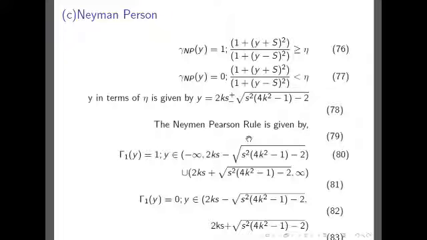Thus, the Neyman-Pearson rule is given by gamma 1 of y is equal to 1 for y belongs to minus infinity comma 2ks minus square root of s square into 4k square minus 1 minus 2, union 2ks plus square root of s square into 4k square minus 1 minus 2 comma infinity, and equal to 0 for y belongs to 2ks minus square root of s square into 4k square minus 1 minus 2 comma 2ks plus square root of s square into 4k square minus 1 minus 2.